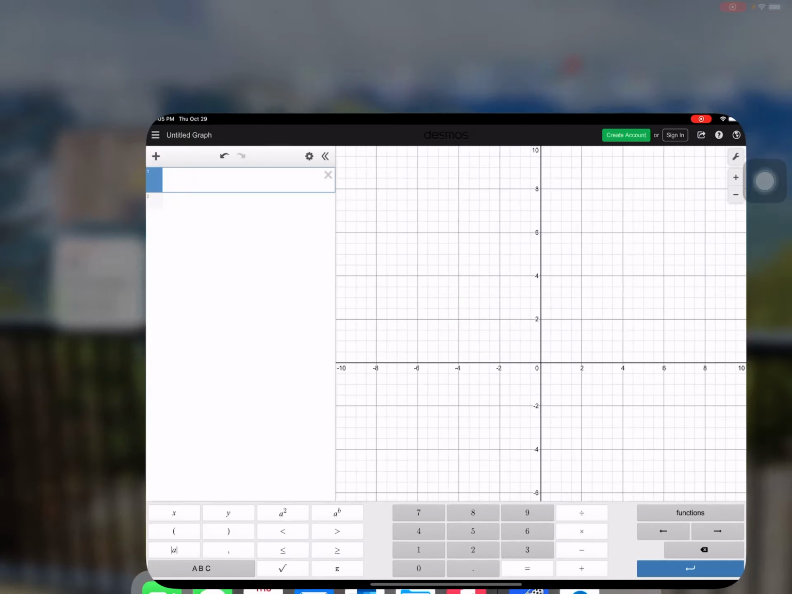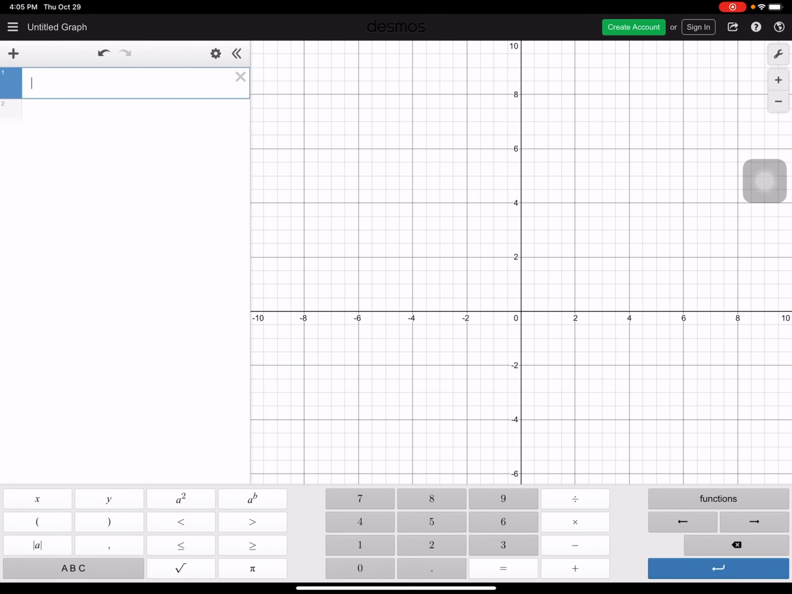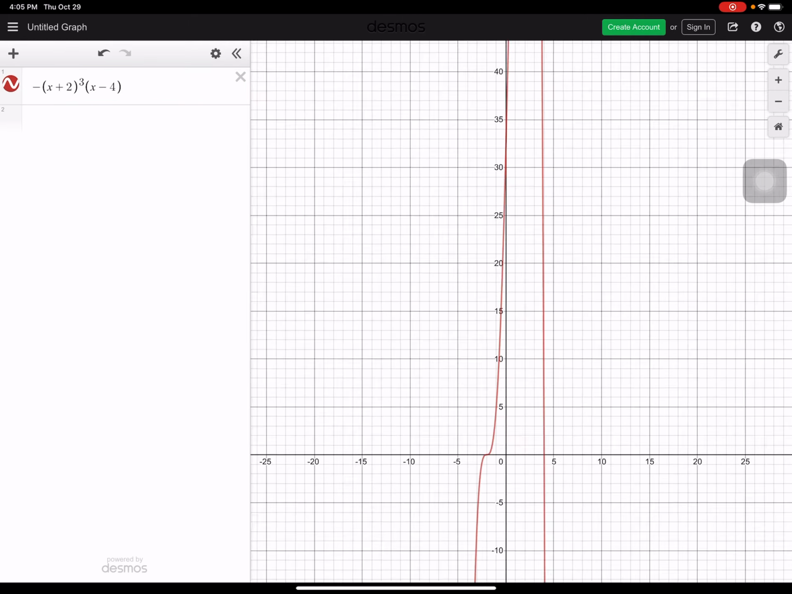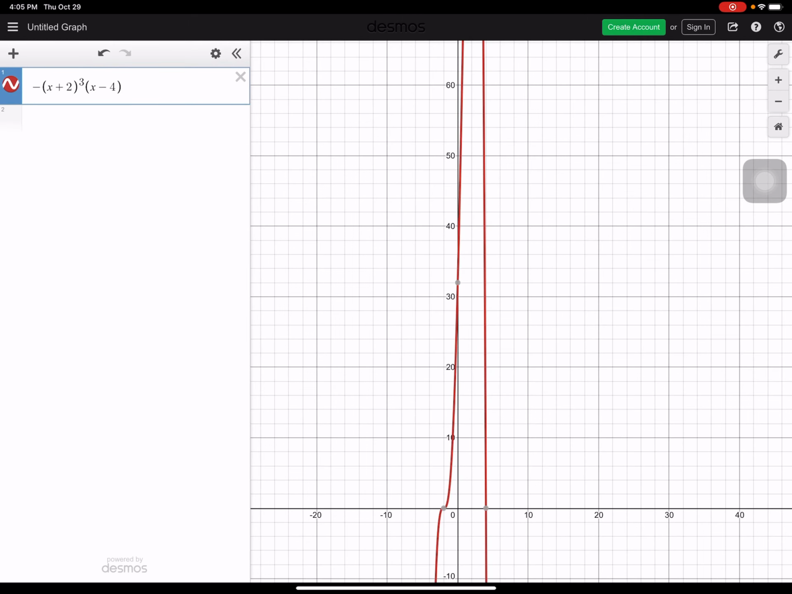Okay, so we're going to sketch in minus bracket x plus 2 to the power of 3 times x minus 4. So that's why I plotted my y-intercept wrong. You can see it's on the positive end, but I could figure out something was quite wrong when I was drawing it. So there's my y-intercept, which is my mistake.